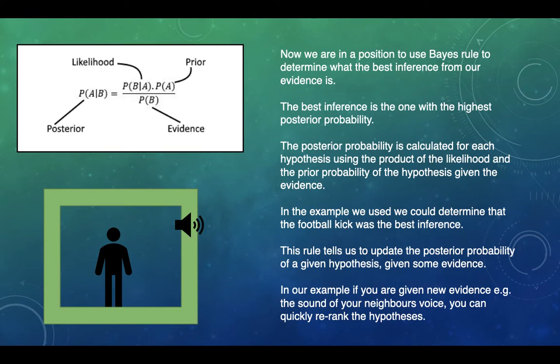But the key thing, I think, for predictive processing is that Bayes' rule tells us that we have to update our posterior probability of each hypothesis if we acquire some new evidence. You have to recalculate the posterior probability. In our example, say there was some new evidence, and you could hear your neighbour calling your name. You would then quickly re-rank your hypotheses, and the posterior would change. So these different elements of Bayes' theorem are important in predictive processing: the prior, the evidence, and using these to create posterior probabilities.